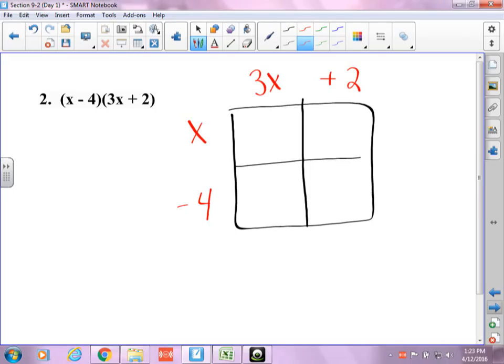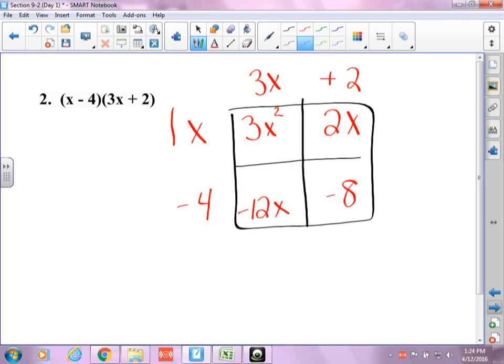So each term has its own little box, okay? So now there's a little 1 in front of the x there. So 1 times 3 is 3, and x times x is x squared. 1 times 2 is 2, and it's 2x. Okay, -4 times 3 is -12, and then it's x, and then -4 times 2 is -8.